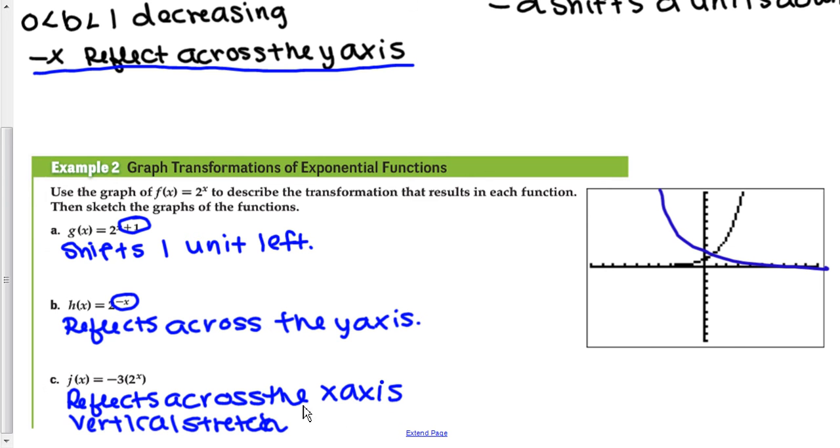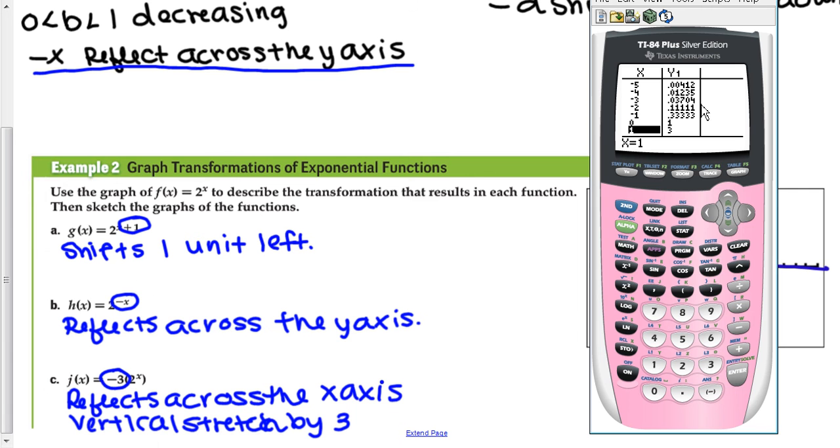How did I know it was vertical? Because it's on the outside out here in front of the 2. If it was horizontal, it would have been next to the x. And that is it for transformations of exponential functions.